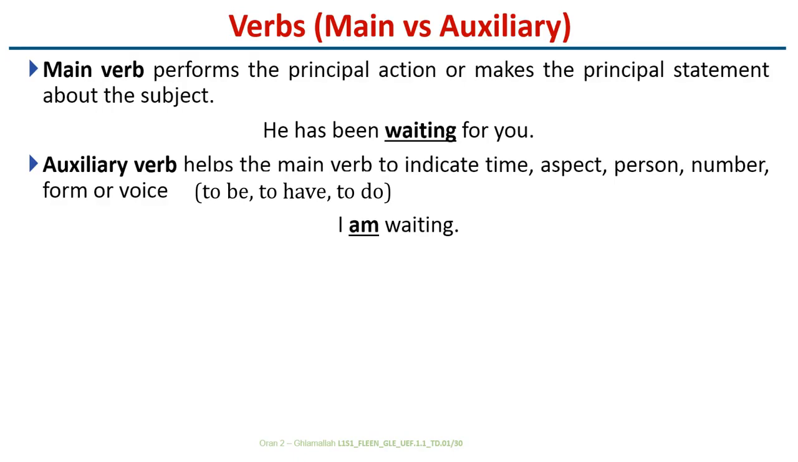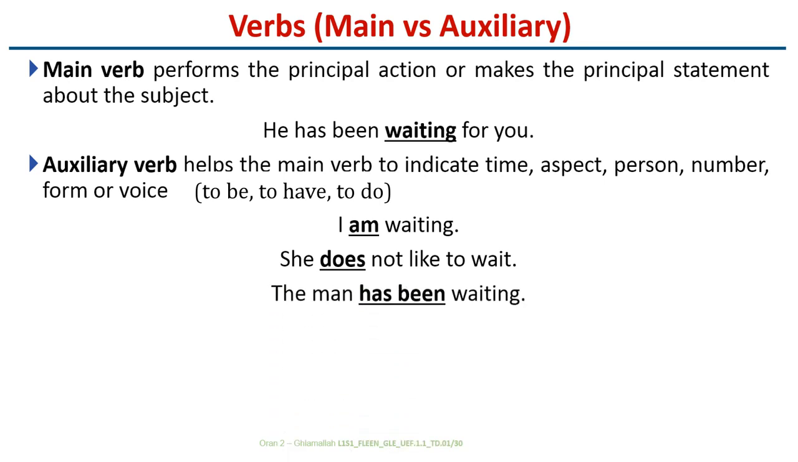I am waiting. To be, or am, is the auxiliary and it helps the verb to wait to form the present continuous tense. It also indicates the first person singular. She does not like to wait. Here we need to use the auxiliary to do in order to make the negative form.